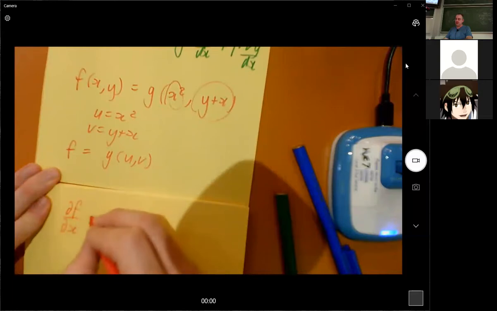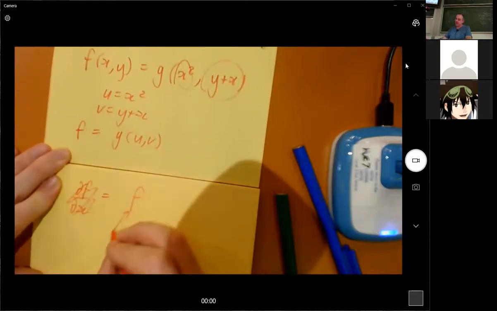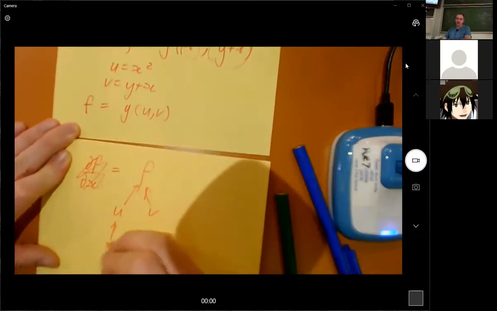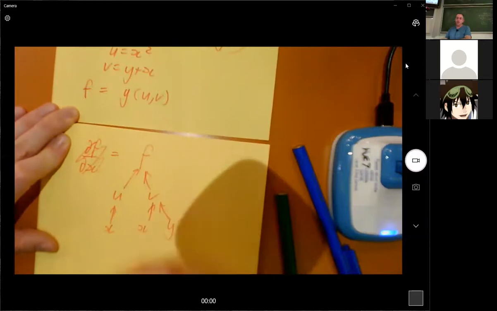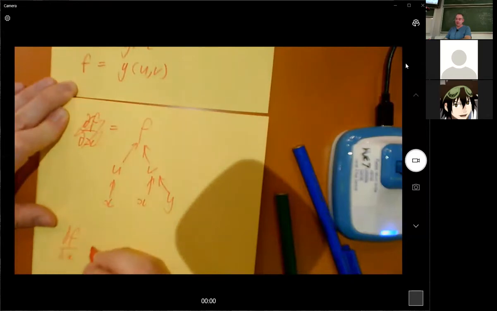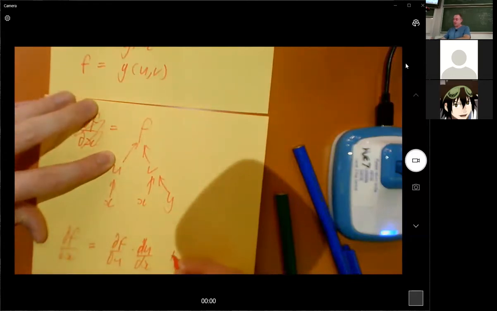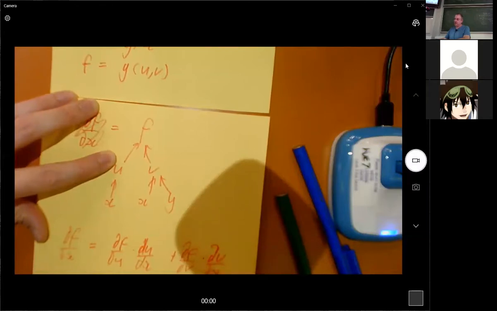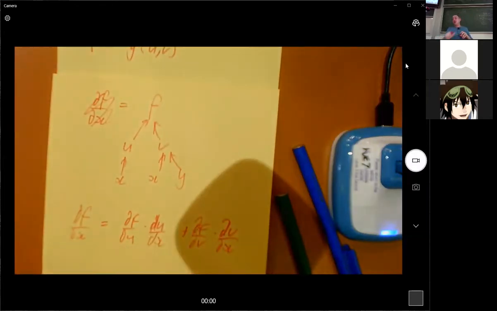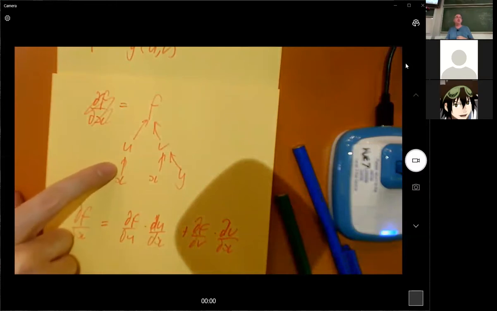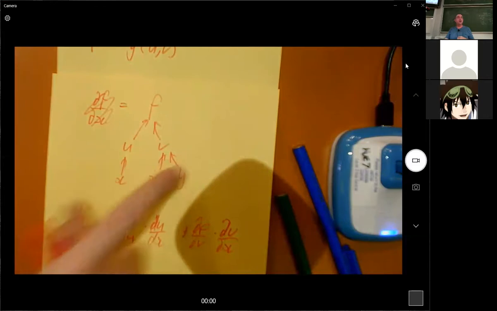And then we can go, df on dx is, oh, we need to draw a diagram. f is a function of u and v, and u is a function of x, and v is a function of x and y. And so we can say df on dx is df on du times du on dx, that's a straight one, because there's only one variable there, plus df on dv times dv on dx. And this one's curly because there's two choices here. Of course, I don't know what g is, and so I can't do any actual calculations, but I can do at least part of the calculation because I can figure out this derivative: du on dx is 2x. And these are both 1.